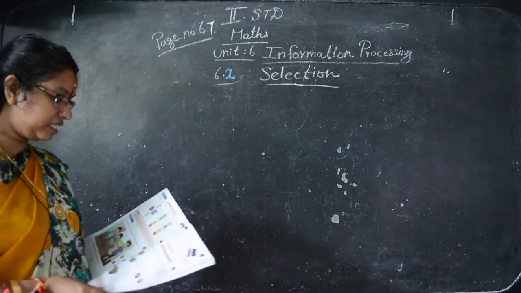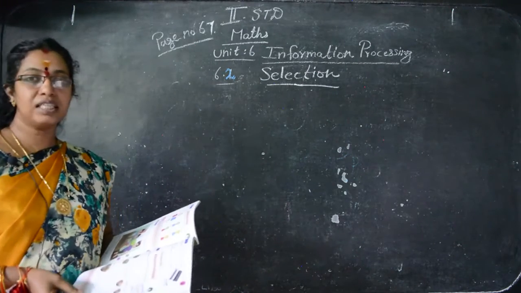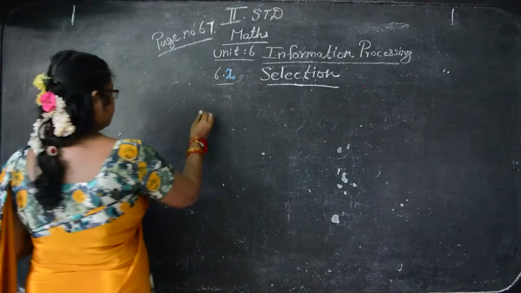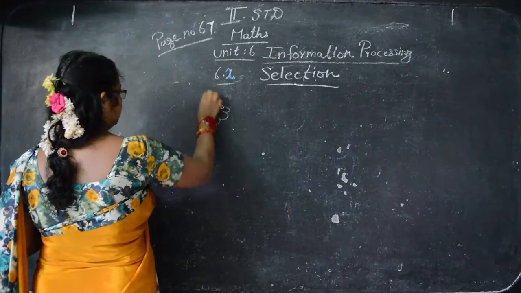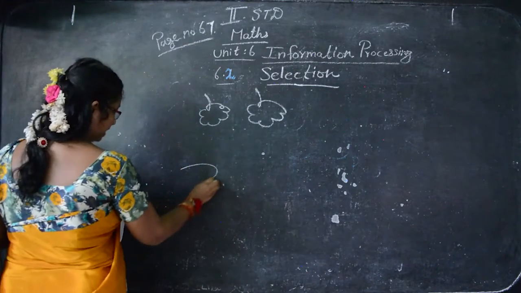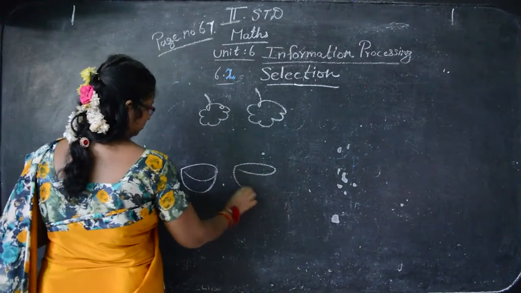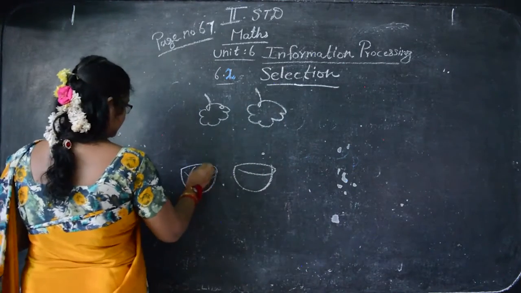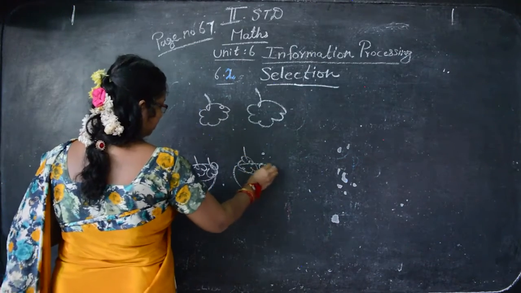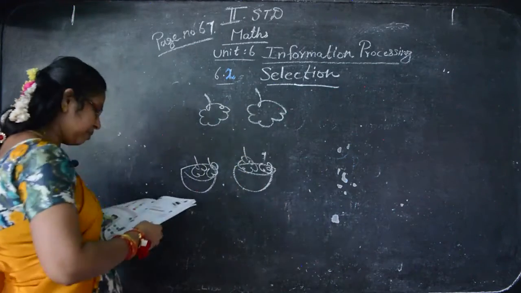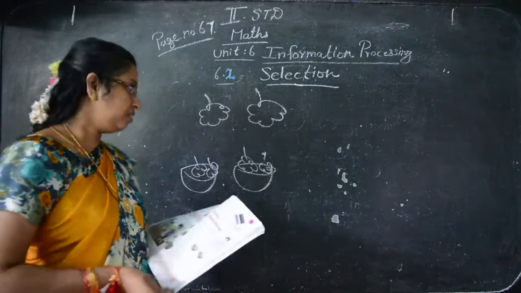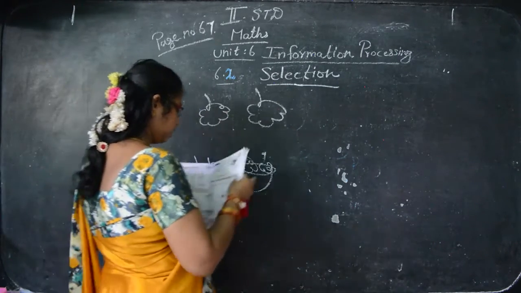Fruit is given here, custard apple is given here. 4 custard apples and 2 baskets are given. In that 2 they have placed. How many fruits have they placed? 2 fruits they have placed. Number of fruits in one basket, nothing. Okay, see here, way 1.